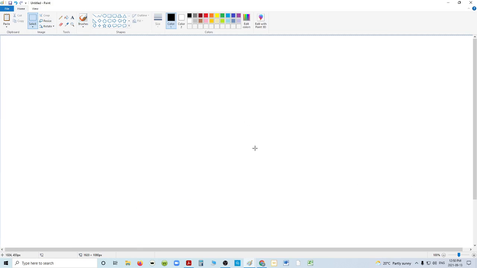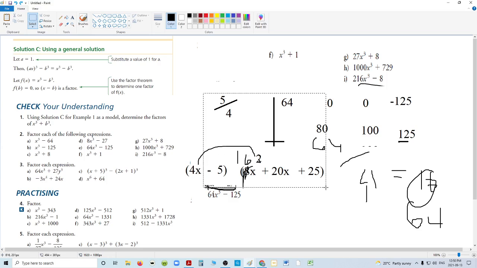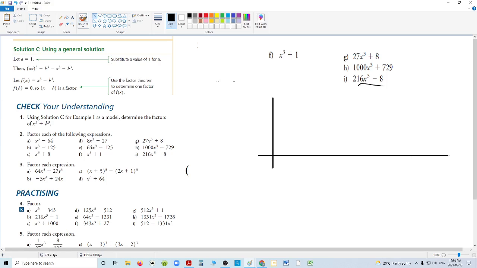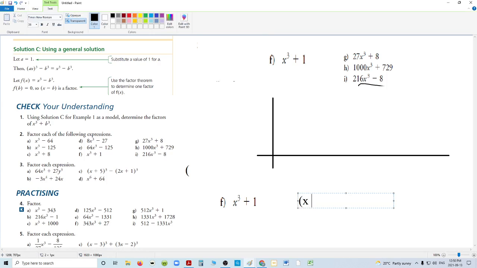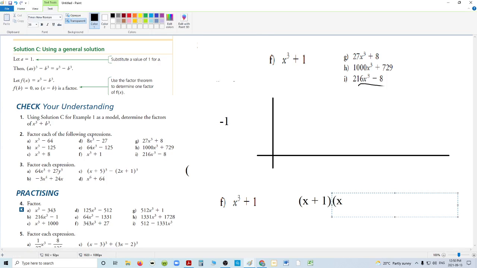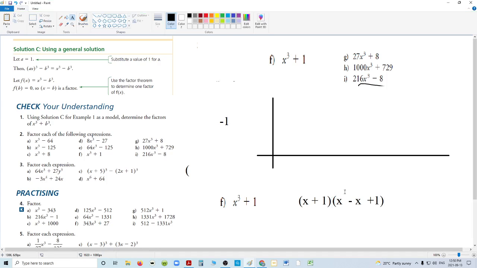The next one's pretty easy. It's x cubed plus 1. I have to go back and reconstruct my synthetic division here, and just put it in like that. And here we're looking at this one. Should be pretty easy, right? What's the cube root of x? x. What's the cube root of plus 1? Which means the root is minus 1. And what should I expect? I should expect x squared, I should expect a minus x, and I should expect plus 1 here. And that first one is squared. And that's using the general formula, right?